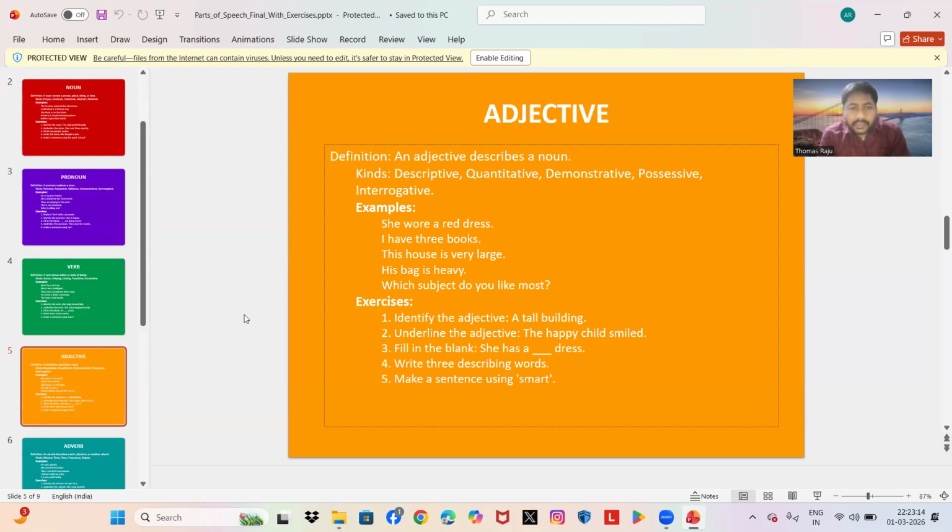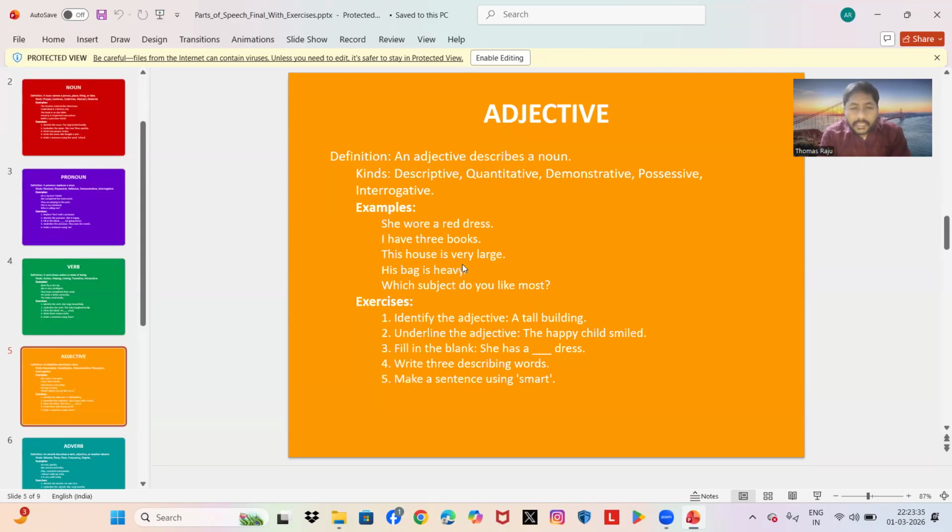In the next sentence, I have 3 books. So here what is noun in this? Books is noun. So what is 3 here? Adjective. Because here the word 3 describes the noun books. So how many books are there? 3 books. It's adjective of number.